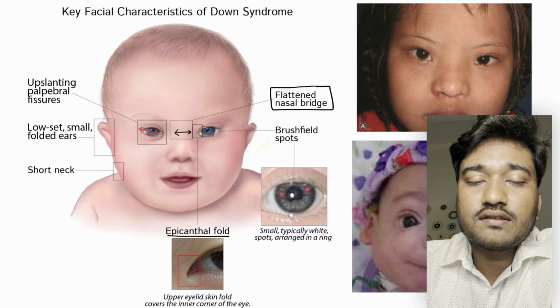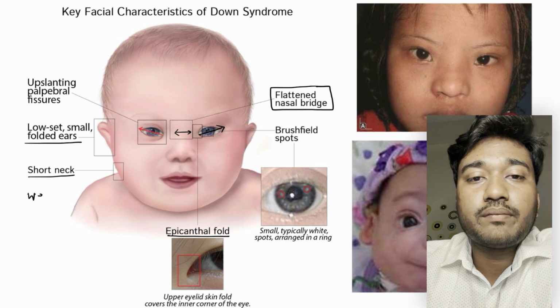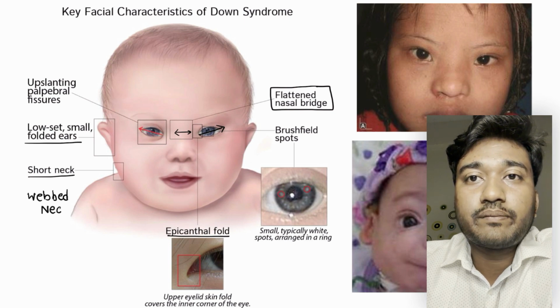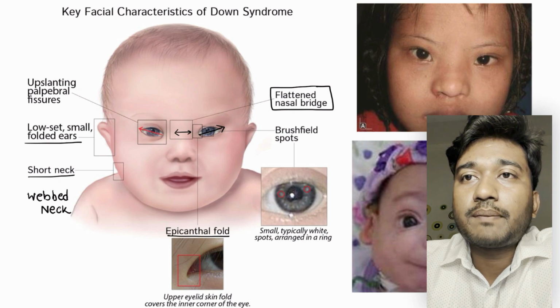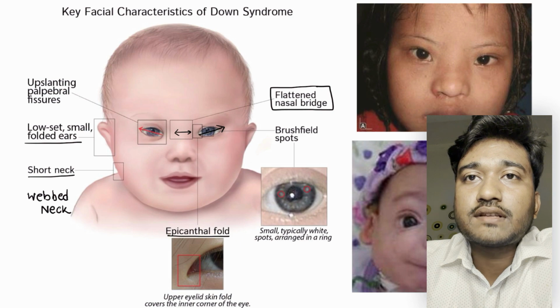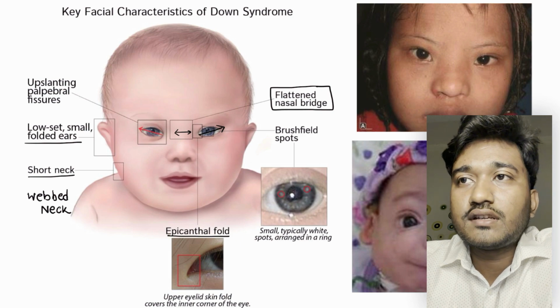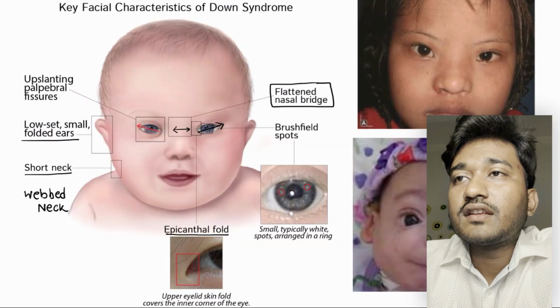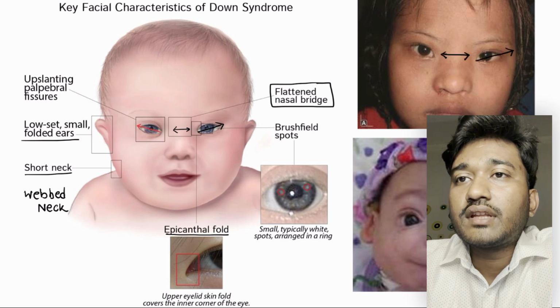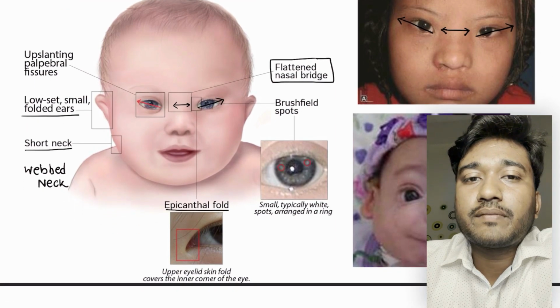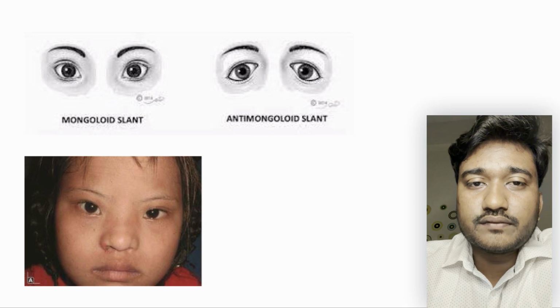Epicanthal fold means the extra amount of tissue in the upper eyelid which is covering the inner aspect of the eye. There is webbed neck or short neck, and low set ear. And look at the palpebral fissure. It is an upslanting palpebral fissure, you can see in this patient. So once again there is depressed nasal bridge and epicanthal fold, and the palpebral fissure is upward. This upward palpebral fissure is called mongoloid slant.